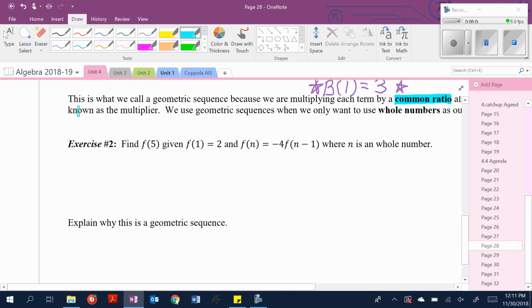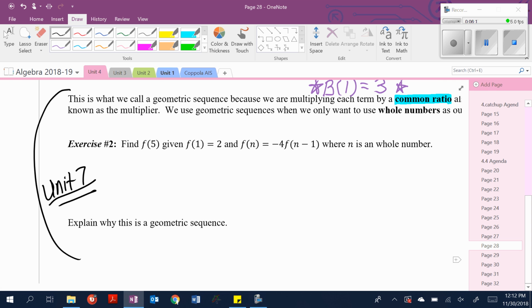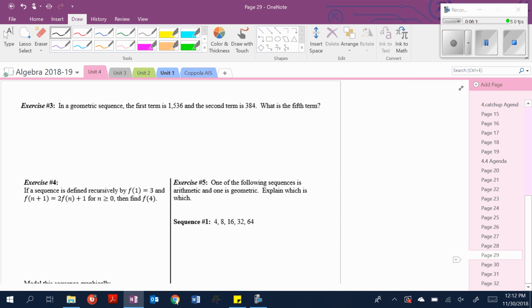Let's not do this one. I'm going to skip this. We're going to revisit this type of notation in unit 7. All right, let's skip to the next page. I hope Mrs. Hayes is okay with this too. I'm making an executive decision.